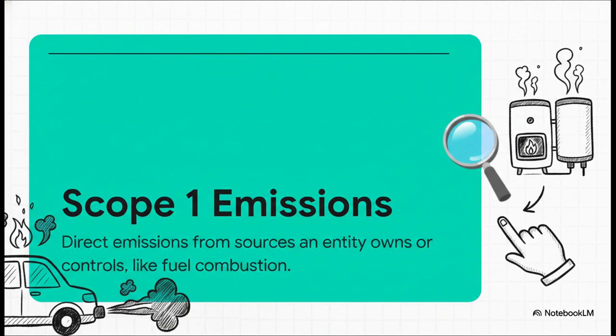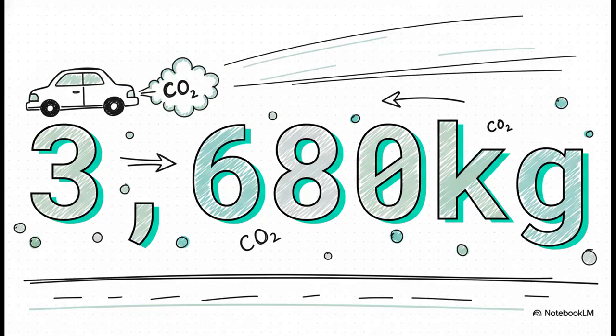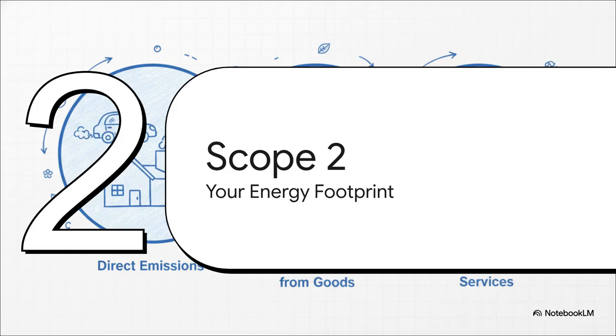It's the most obvious part of your carbon shadow. And the numbers here, they can be pretty staggering. Get this. A typical car driving around 20,000 kilometers in a year pumps out almost 3,700 kilograms of CO₂. That's literally the weight of 2 average cars. And that's just from your daily commute. Okay, so that's scope 1, the direct stuff.